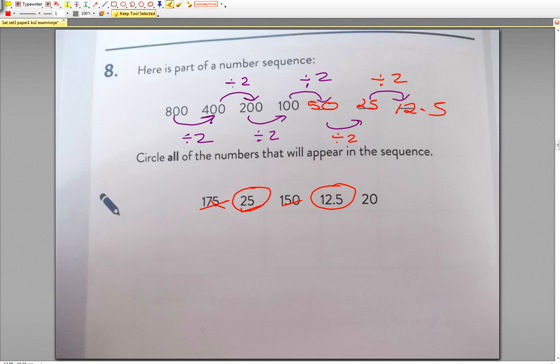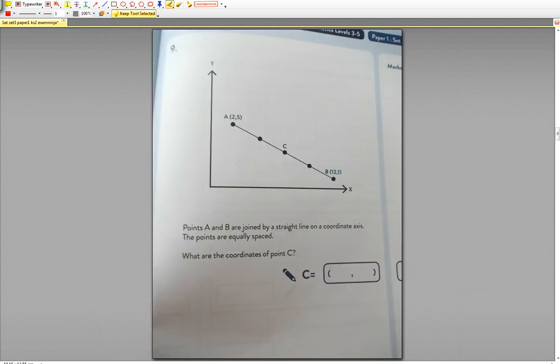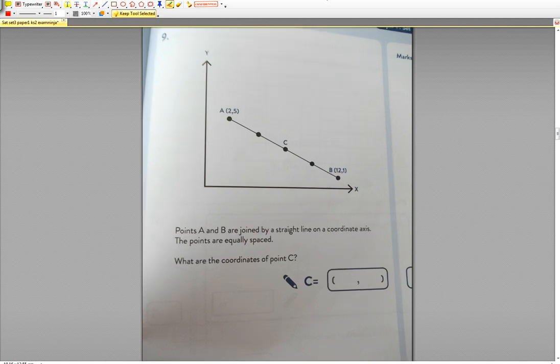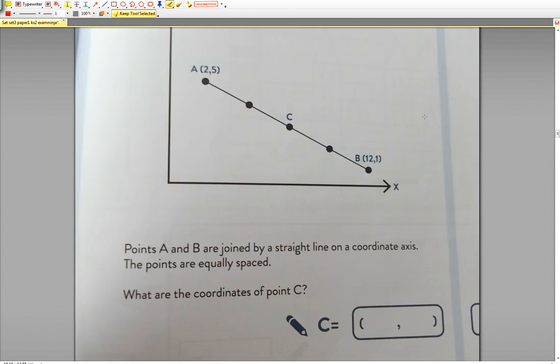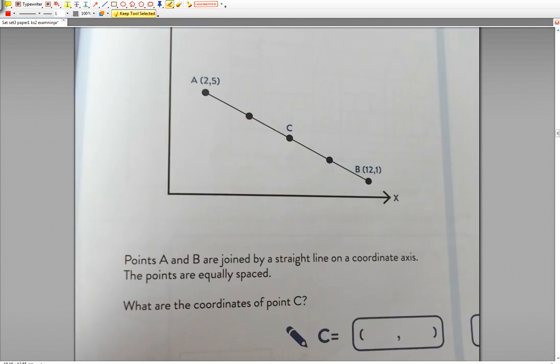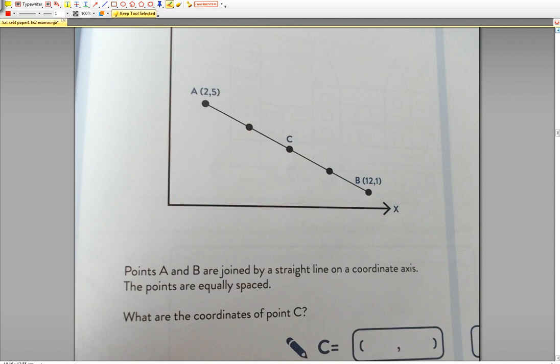Because number 9 is misplaced. Question number 9 is here. Points A and B are joined by a straight line on a coordinate axis. The points are equally spaced. Let's make this question a little bit bigger. Okay, are we happy with that? We've got to work out C.